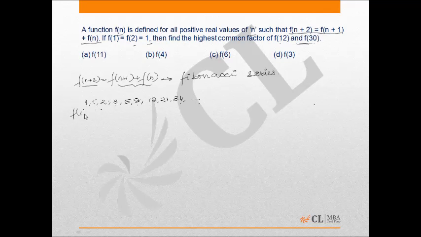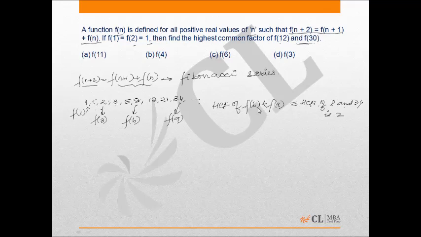So this is f(1). This is f(3). Let's say 4, 5, 6. This is f(6), f(9). Okay. So let's calculate the HCF of f(6) and f(9), which means let's calculate the HCF of 8 and 34. The HCF of 8 and 34 is 2.